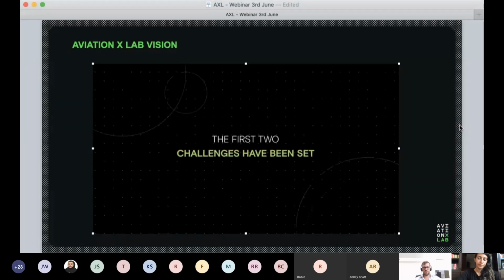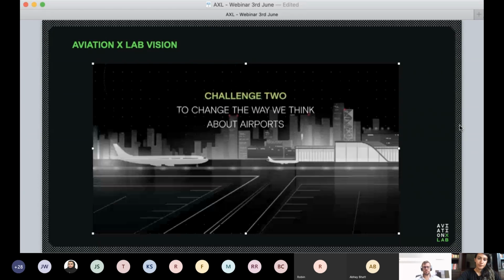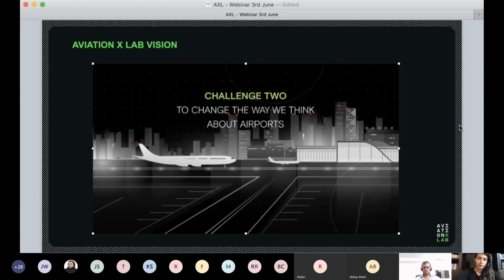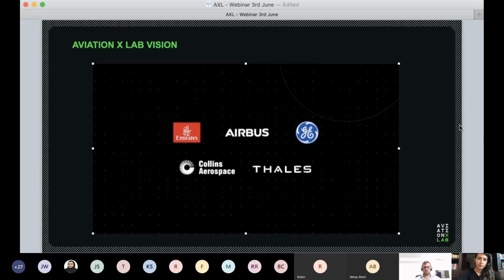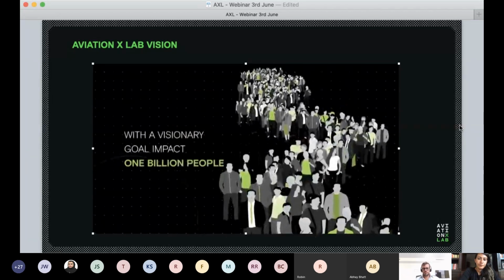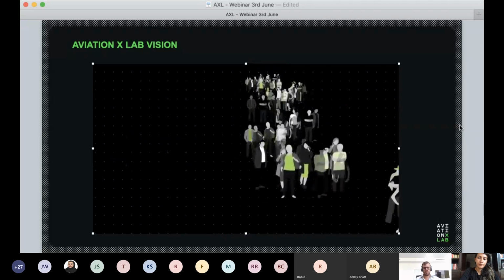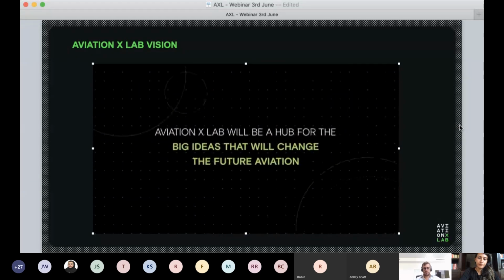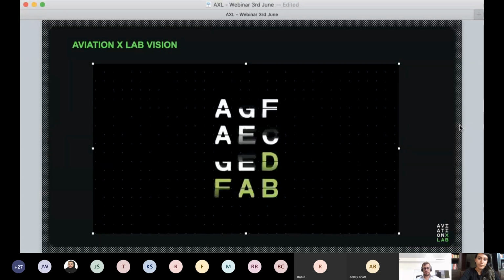The first 2 challenges have been set. Challenge 1, to create a carbon-negative aviation industry. And Challenge 2, to change the way we think about airports. Aviation X Lab is unique in its scale and ambition. It's the first partnership between leading global aviation conglomerates with a visionary goal to impact 1 billion people through these innovations. From this collaboration in the heart of Dubai, Aviation X Lab will be a hub for the big ideas that will change the future of aviation.